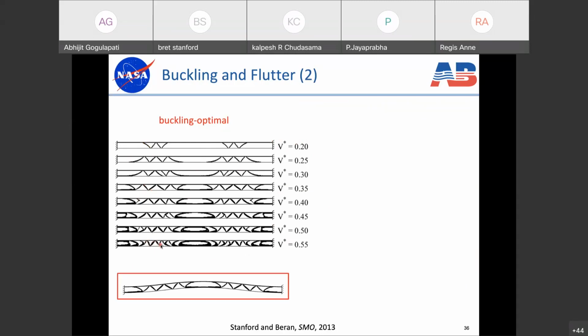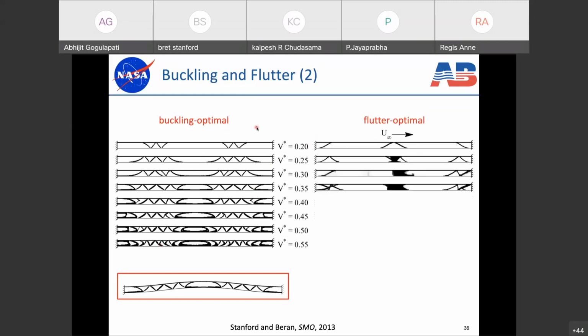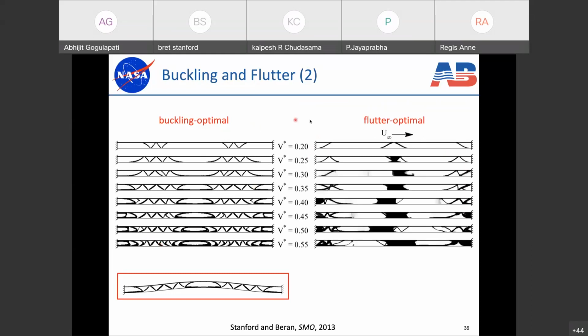We can repeat the exercise for flutter, and that's shown here. So we do this for 0.2, and we can increase the volume fraction as well, and you can go up higher and higher and see how the flutter topology changes. And so again, the basic features of the method are unchanged. We get this cross bracing at either end, and we have a big lump of mass.